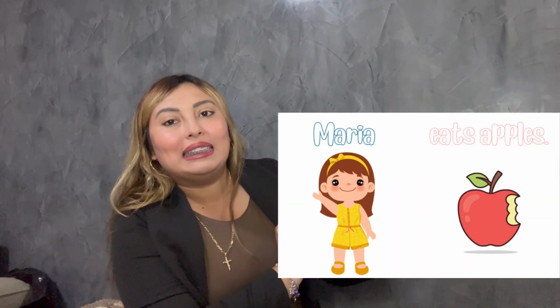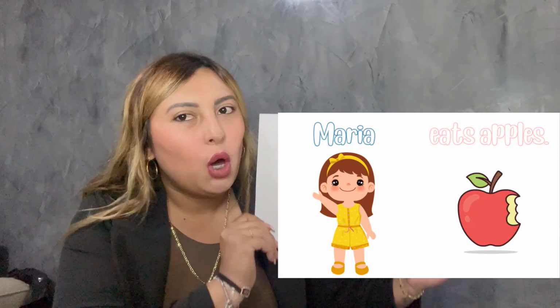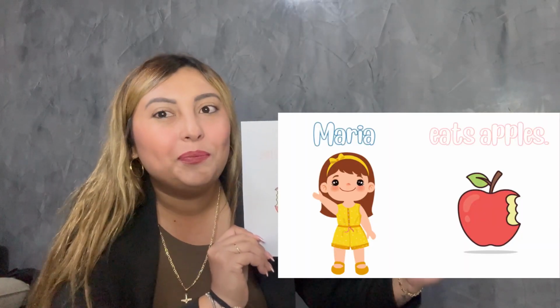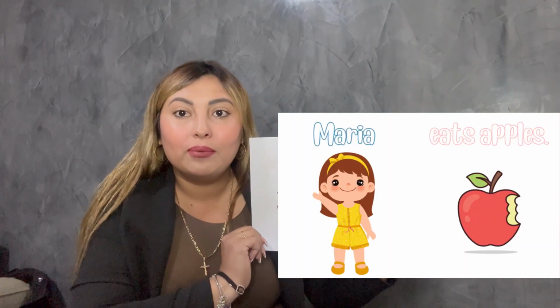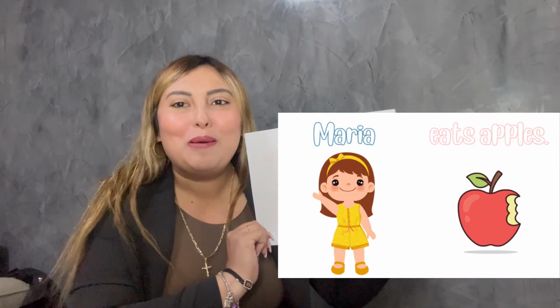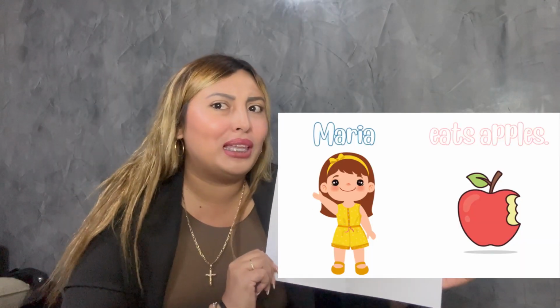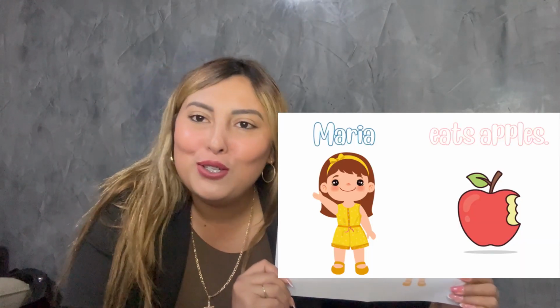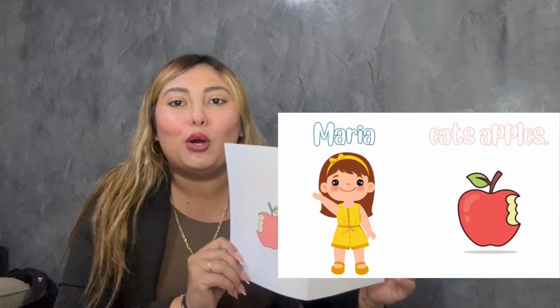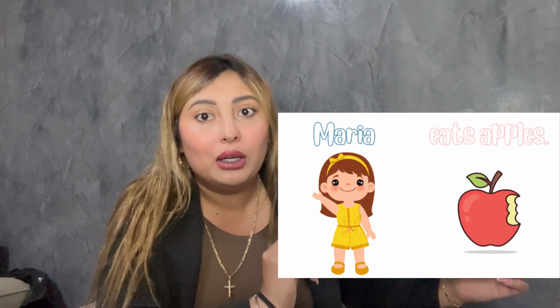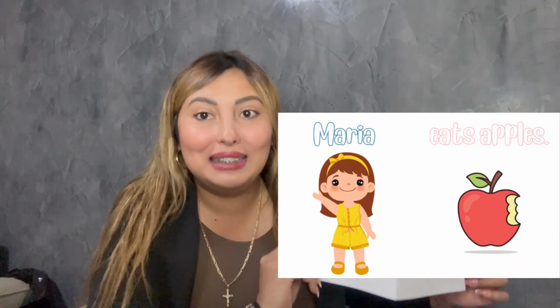Okay, our next example, we have Maria eats apples. So who is the person that we are talking about in this specific sentence? Our subject. Good job. It would be Maria. Very good. And what is Maria doing in this sentence? Good job. She eats apples. So that would actually be considered our predicate. Why? Because it is telling us what Maria is doing. So good job. Let's go ahead and continue, okay?